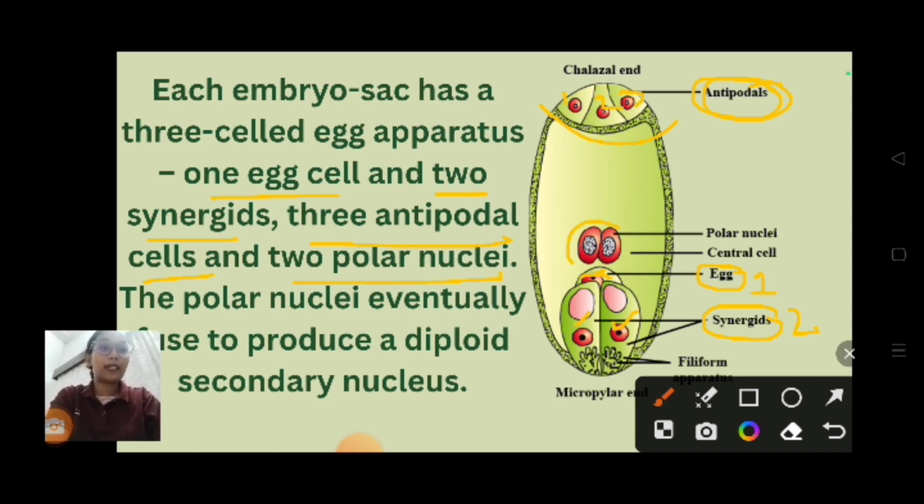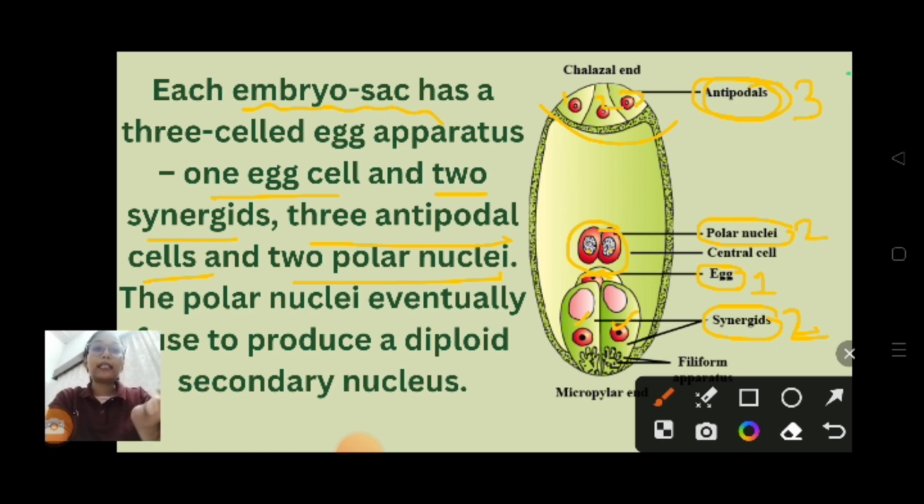And 2 polar nuclei. In the center there are 2 nuclei you can see. So 2 polar nuclei. Okay, these are the different types of cells we are going to see in a particular embryo sac: egg 1, polar nuclei 2, antipodal cells 3 and synergids 2.